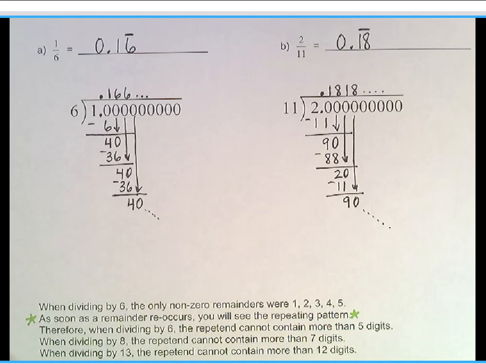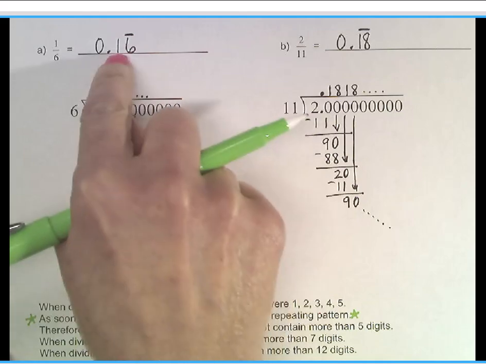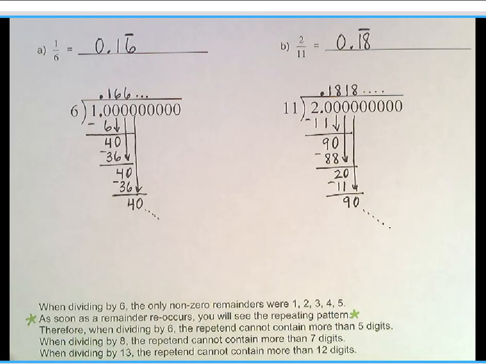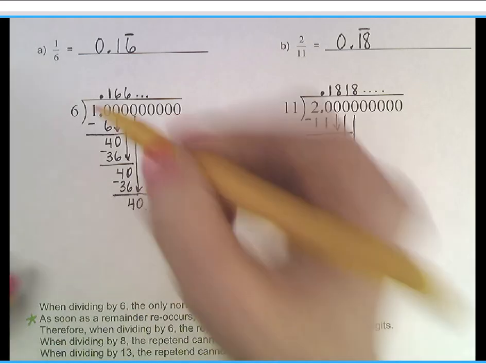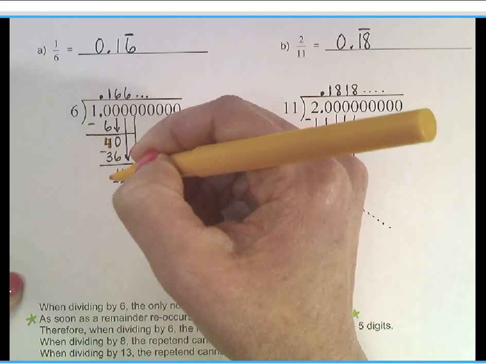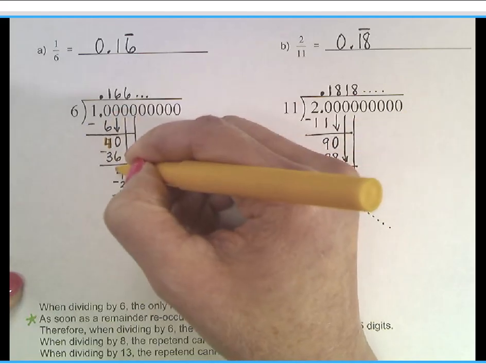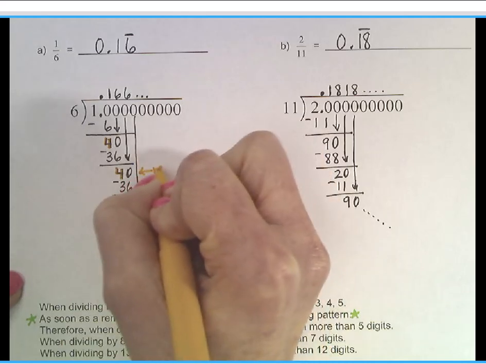5 digits. It turned out that it's only a 1 block. It's a 1, 6, 6, 6, 6, 6, 6, 6, only had 1. But if we look back at the work we did, the first division we did, we got a remainder of 4. And then when we divide it again, right there, we got a repeated remainder of 4.